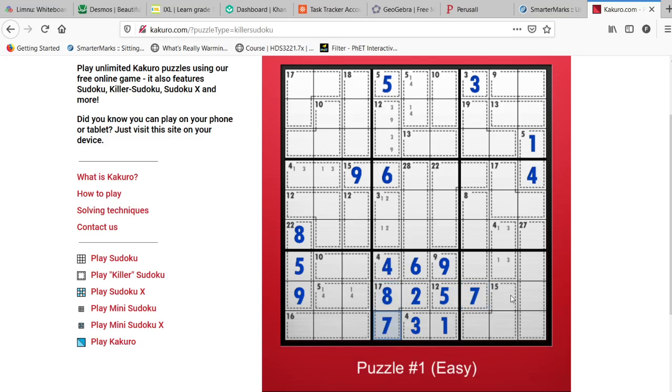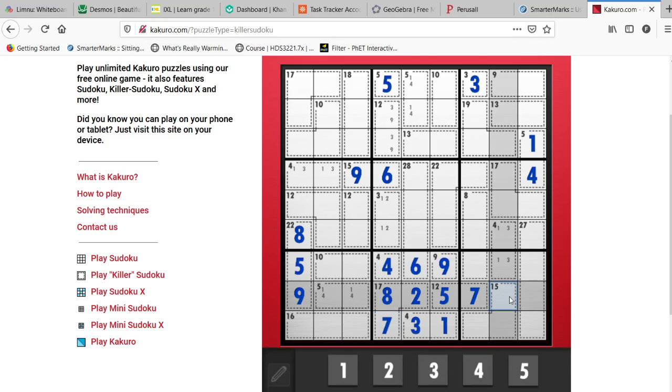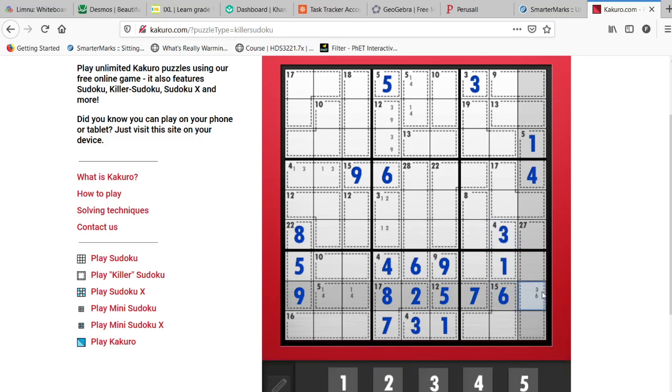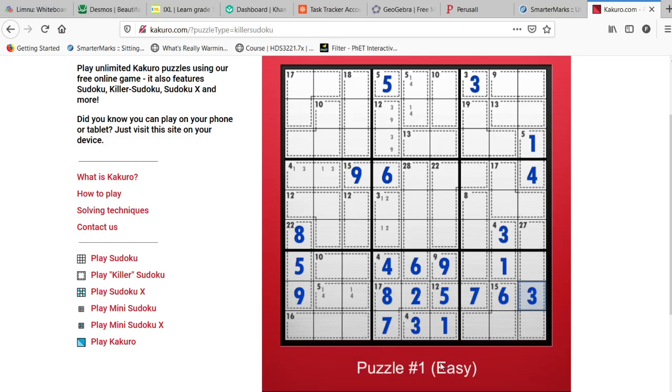So we have 1, 2, one of these has to be a 3, and one of these has to be a 6. Now the 3 in this column is spoken for. In fact, the 3 in this row is spoken for. This cannot be a 3, therefore that's a 1, and this is a 3, which means this has to be a 6, and this has to be a 3.